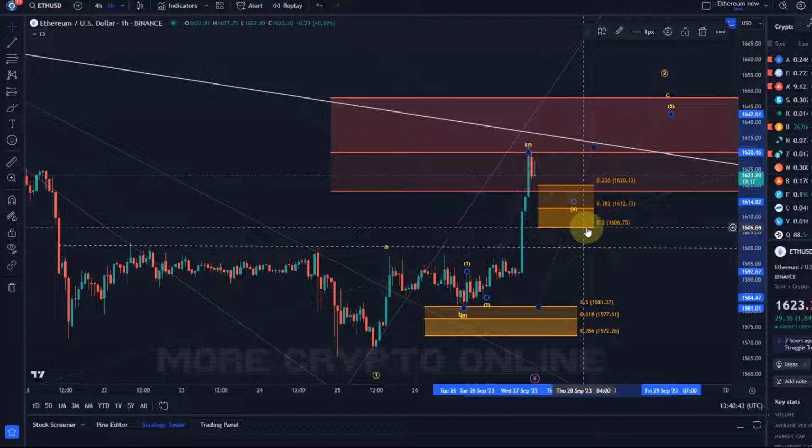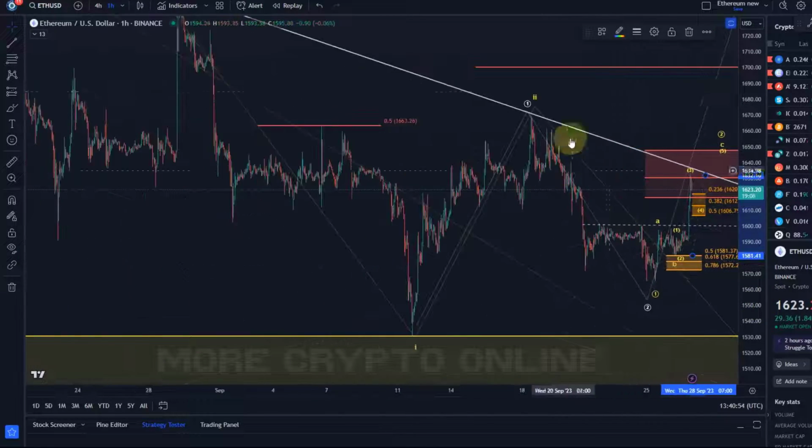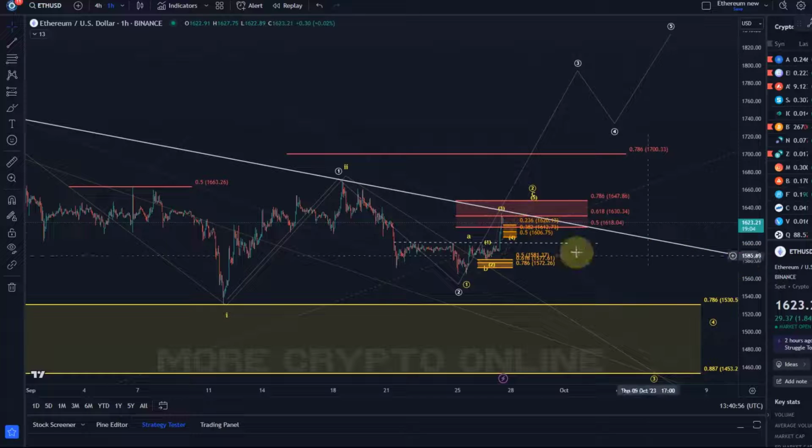Conversely, a break below 1607 would be a signal that a top is in place in circle wave 2 and that we are breaking down. Obviously, what we should not forget about is the white wave count, which is the more bullish interpretation, which indicates this was a wave 1, this was a wave 2.